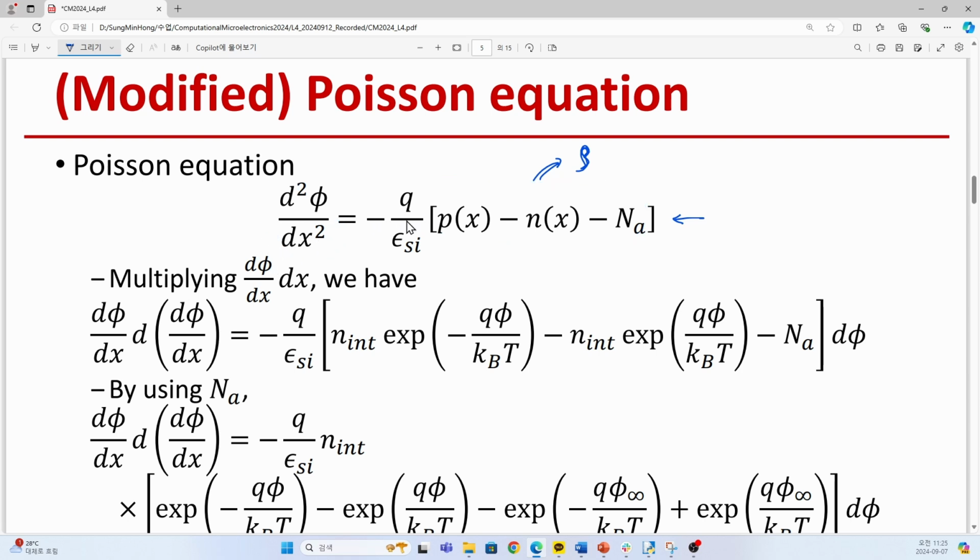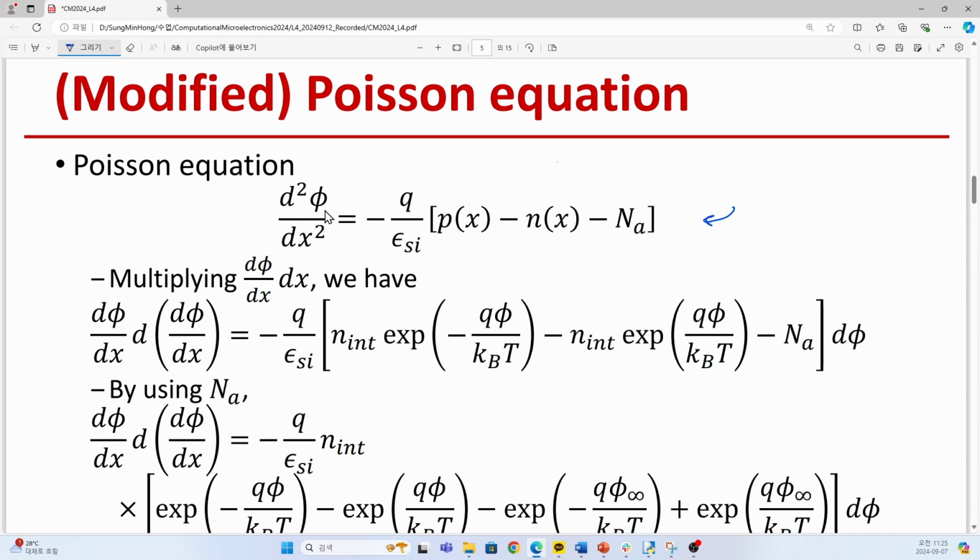So if you are not much familiar with Poisson equation, then please review your previous lectures on the semiconductor device. I will not dive into the meaning of this Poisson equation. So let's review this Poisson equation from our viewpoint.